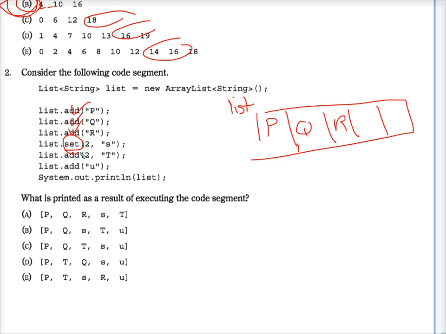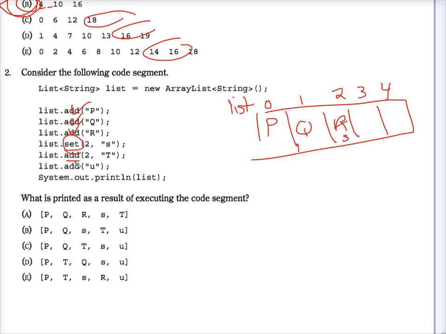Then you have to know what the set does. Keep in mind that on your cheat sheet, the quick reference, it will explain what the set method does, but you should know. It puts an S, a lowercase s, in position 2 of this array list. And position 2 is where the R currently is. So this lowercase s overwrites the uppercase R.